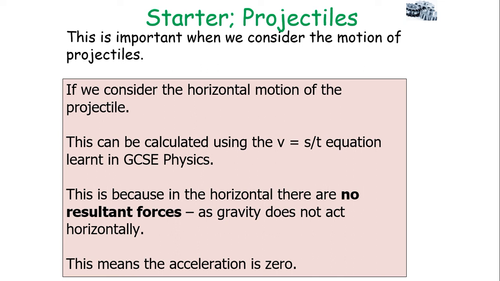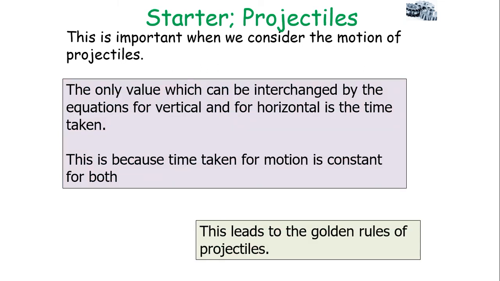That's our definition. So therefore the acceleration is zero because there's no resultant force, so we can work out the velocity with the equation velocity equals displacement over time. That still works. So the only value which you can interchange between your equations of vertical motion and horizontal motion is the time taken, because it's the same for both components, vertical and horizontal.